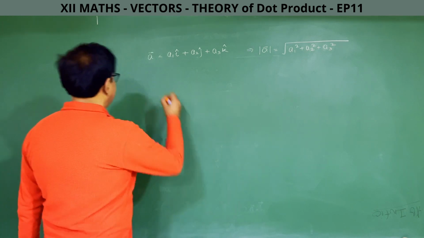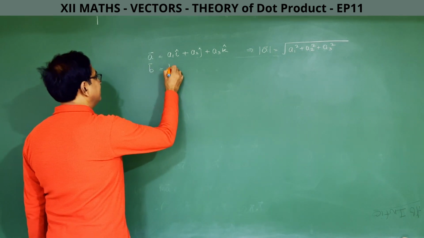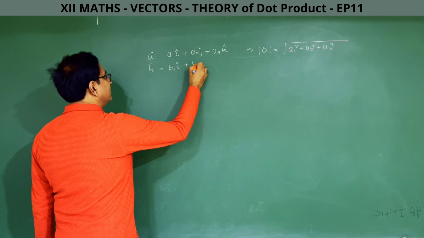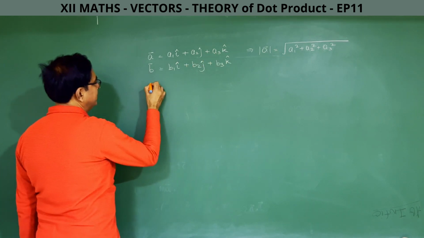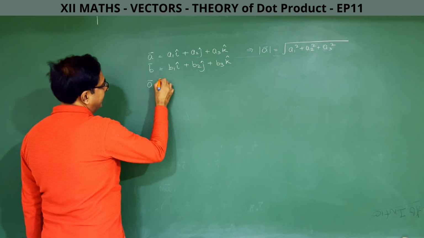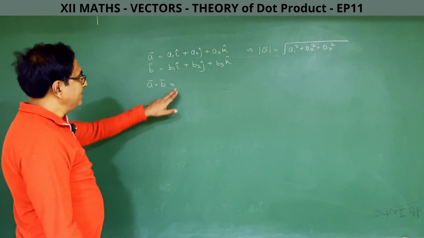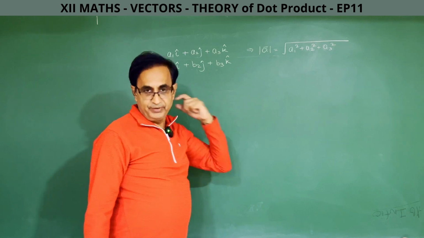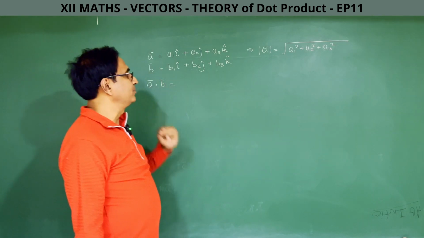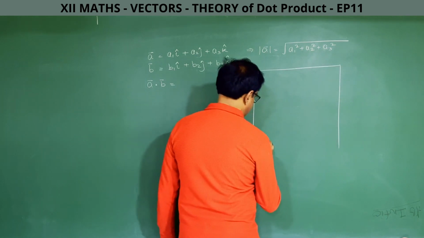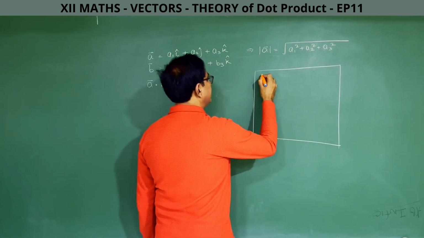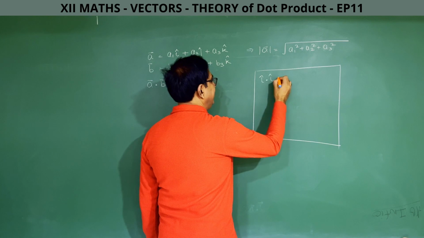Right now, the other vector B can be given the symbol b1 i plus b2 j plus b3 k. And now the target is, what is A dot B? So, I am going to give you a formula here. We can derive it also, but before I come to that formula, we should know 6 formulas. Okay, so what is i dot i?